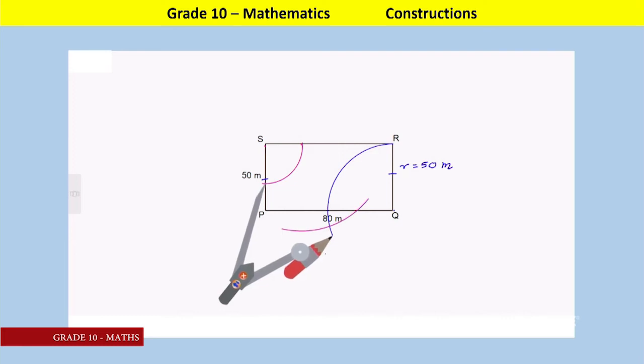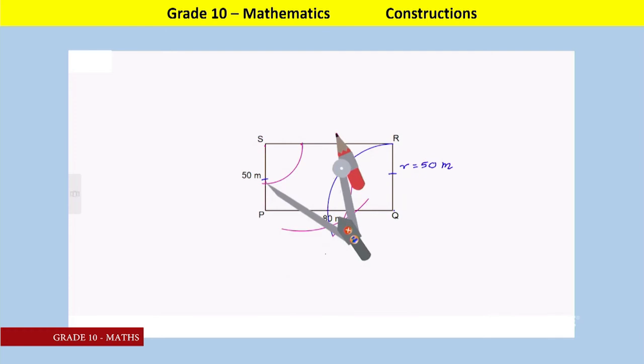Still we can't find a place. So, keep the steel point on the other point correctly. Draw an arc. Now, here we found that new point. Let's join S and the new point. So, that is the angle bisector of PSR.